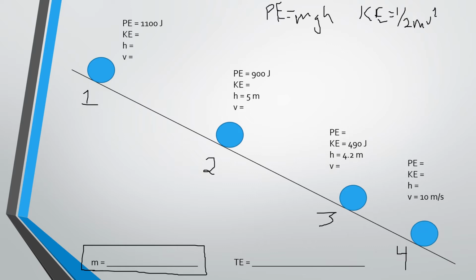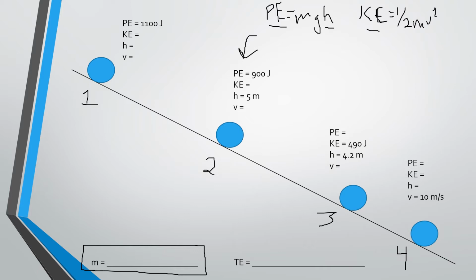One of these spots, I can solve for the mass. Can I solve for the mass if I have a KE and an H? Well, look at the equations. If I have a KE and an H, I can't solve for the mass because those quantities are in different equations. If you're going to solve for a mass and you have a height, you need to have a PE.